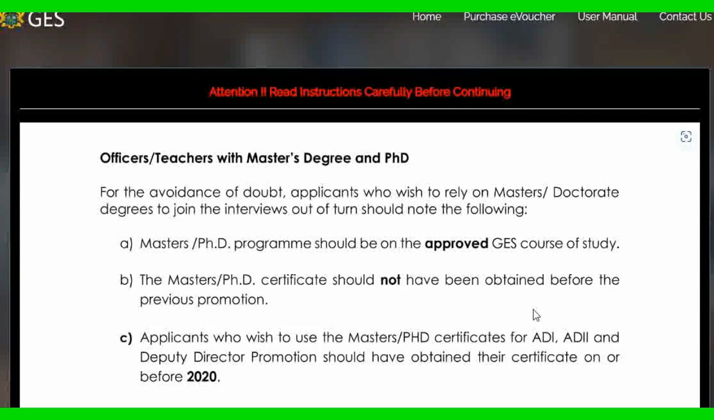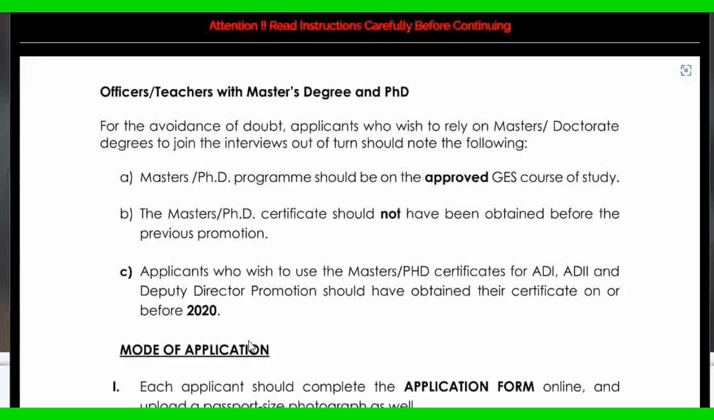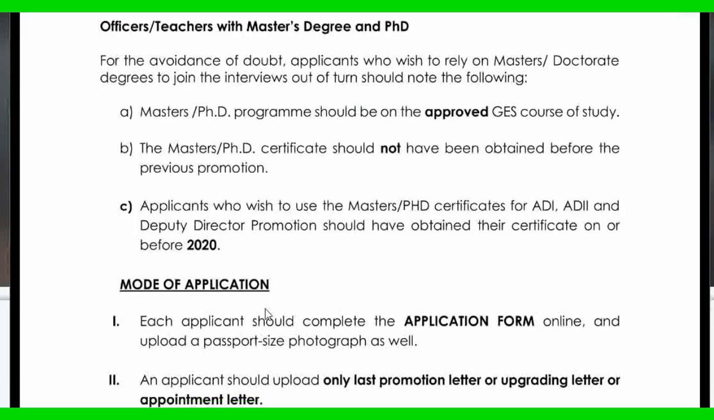So don't apply with a master's or PhD certificate that you had before 2018 or in 2018. You can't use that one. It should be after 2018. Applicants who wish to use the master's and or the PhD certificate for Assistant Director 1, Assistant Director 2, and Deputy Director promotion should have obtained their certificate on or before 2020. So that was what I have explained already.